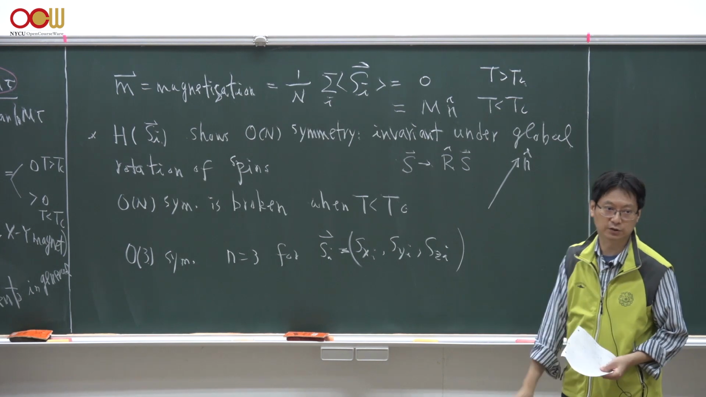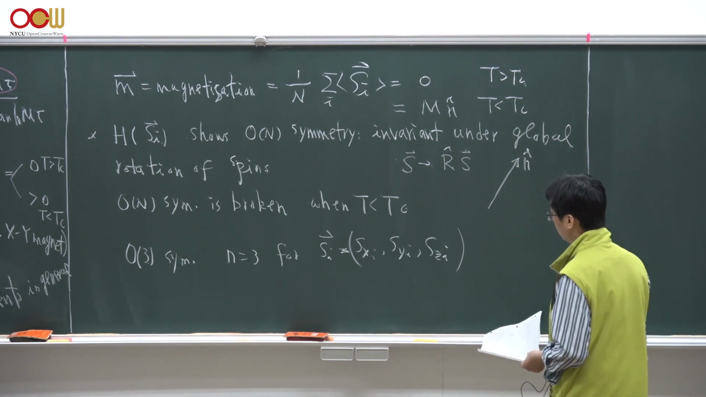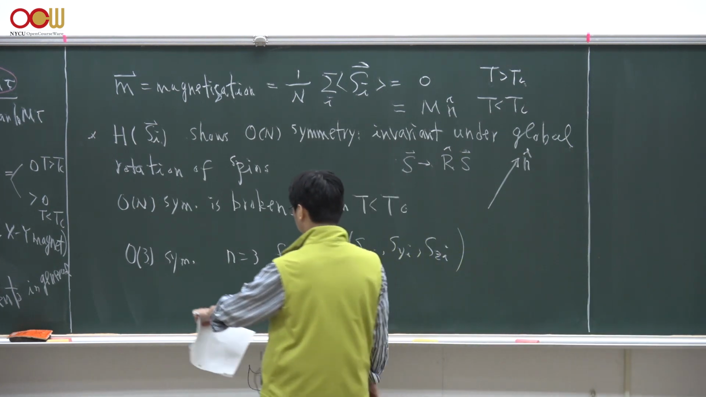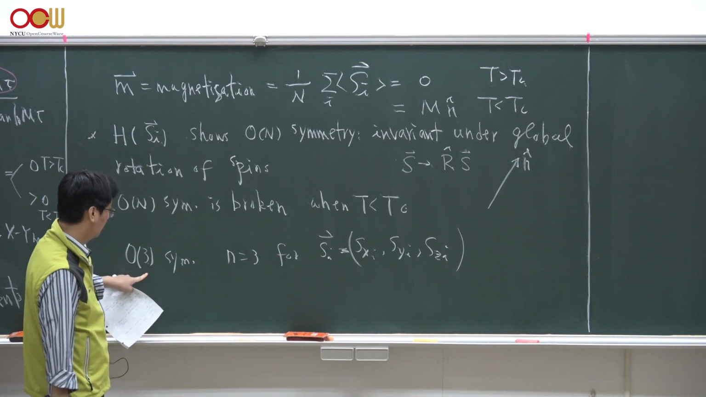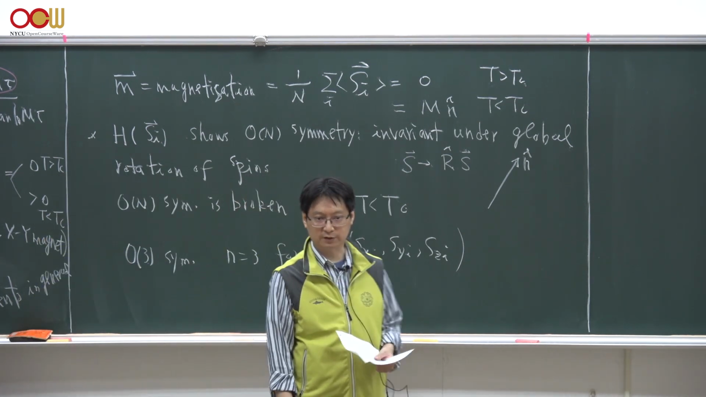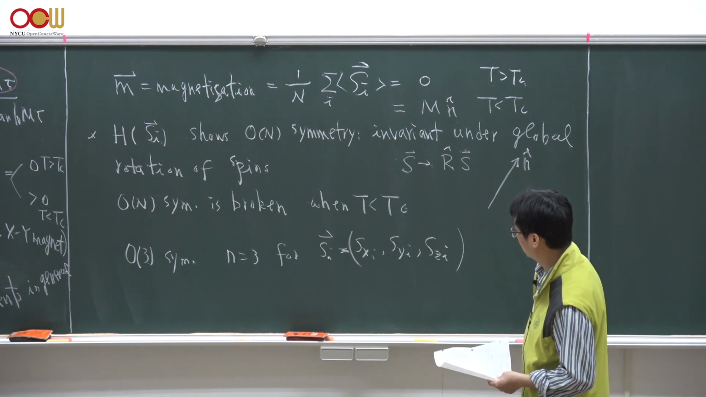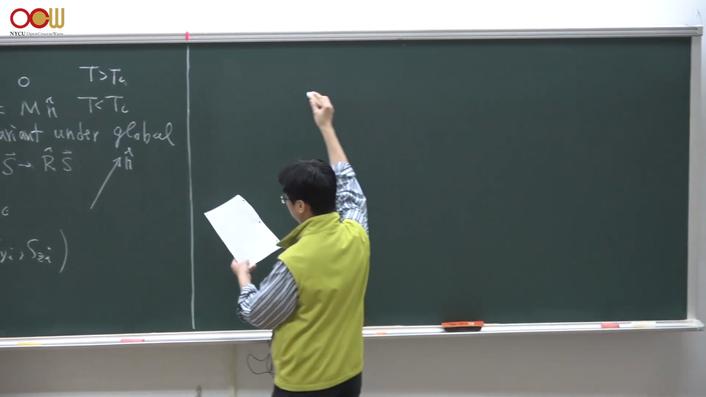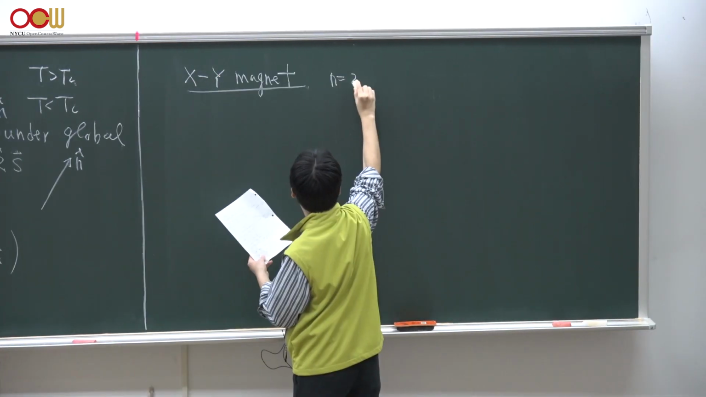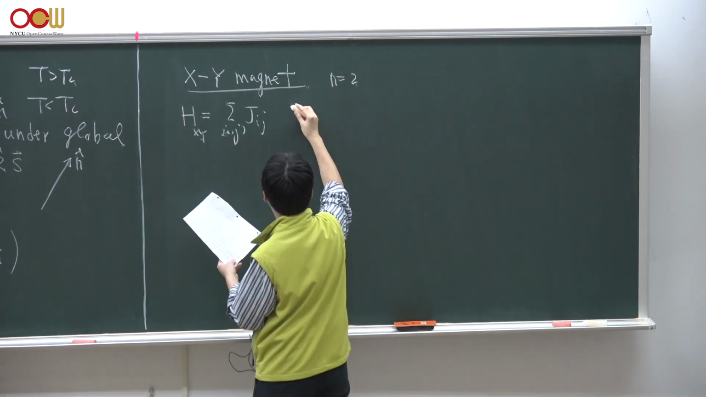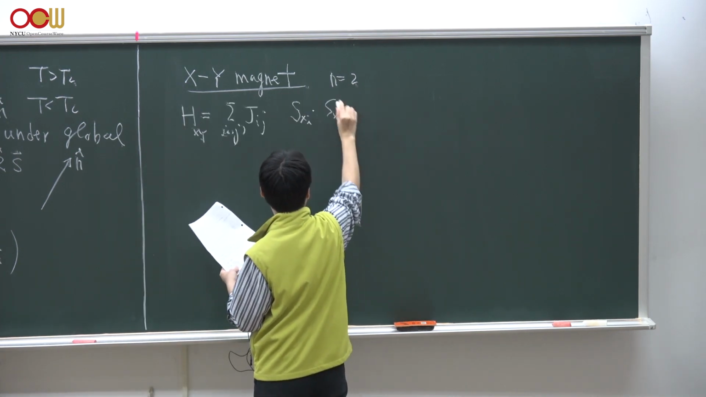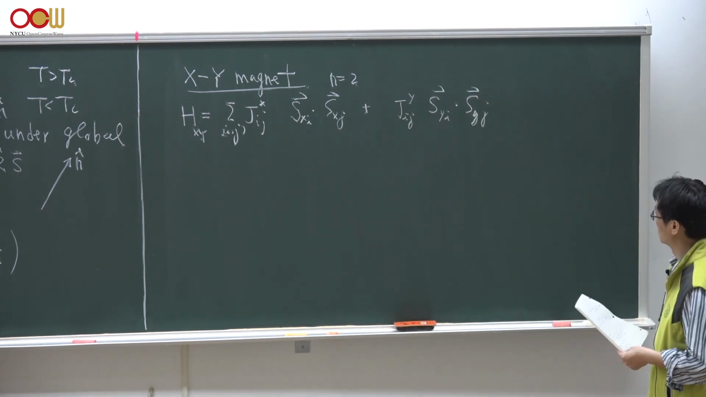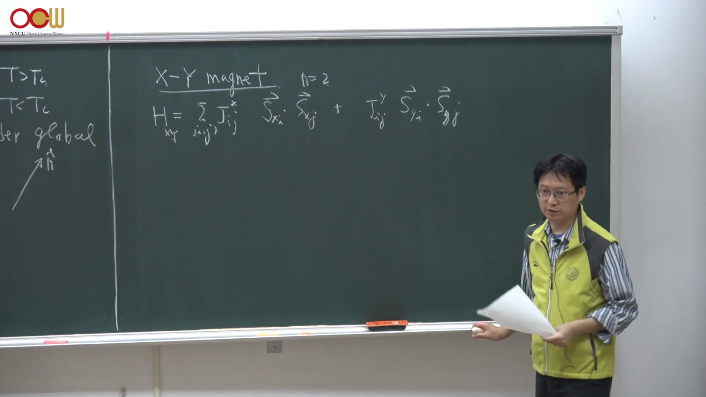But that invariance is broken. That symmetry is broken spontaneously when we are in the ordered phase. For example, the simplest example of the Heisenberg spin model is the three-dimensional spin-spin interaction of a Heisenberg type, and that preserves the O(3) symmetry. So we can also have a two-component spin model called the XY model. The XY model is the model where we have simply XX coupling and YY coupling of the spin vector. In other words, we don't have the Ising coupling here.